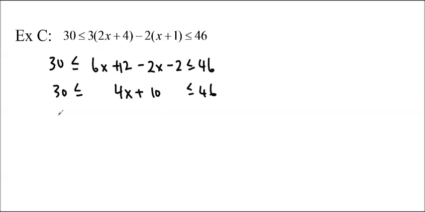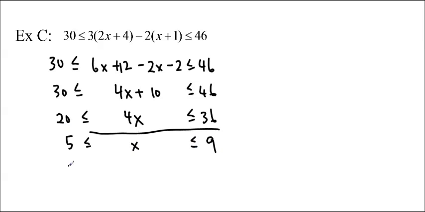So 30 minus 10 is 20. 4x plus 10 minus 10 is 4x, and 46 minus 10 is 36. So you can see we did it for all 3. And then we're going to divide all 3 by 4. So this is 5 is less than or equal to x is less than or equal to 9. And that's our final answer.